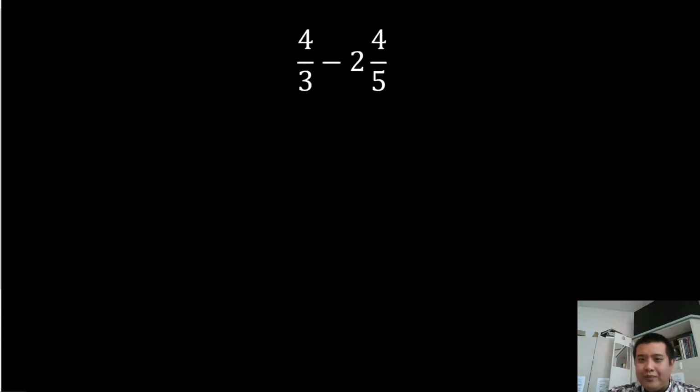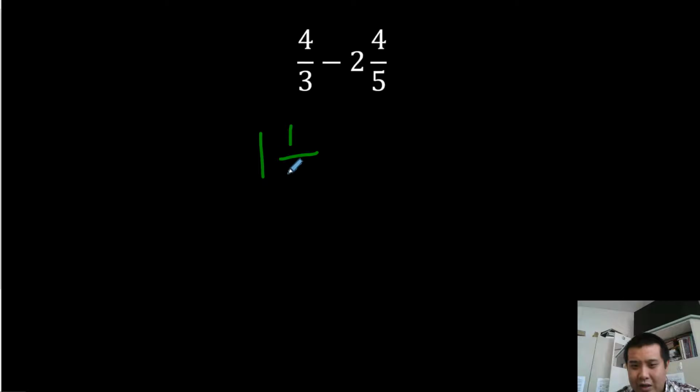So let's try this one. Let's start off with 4/3, and look at this. It's already an improper fraction for us. This is the same thing as 1 1/3. Okay, minus 2 4/5. So 1 1/3 minus 2 4/5.